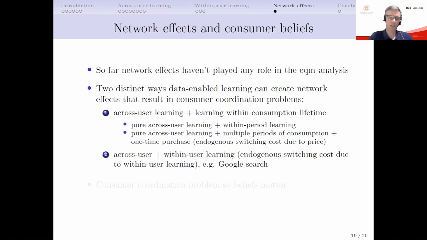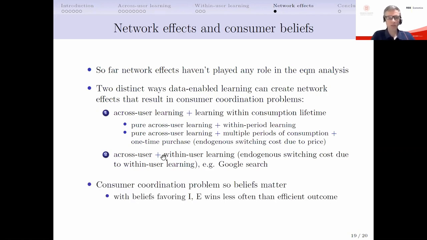Whereas if I use Bing, maybe it'll learn my patterns well, but it's not going to benefit from as much cross-user learning because not so many other people are going to use it. So if I have those expectations, then everyone's going to coordinate on Google search. So we get this natural endogenous network effect that comes from the combination of these two types of learning.